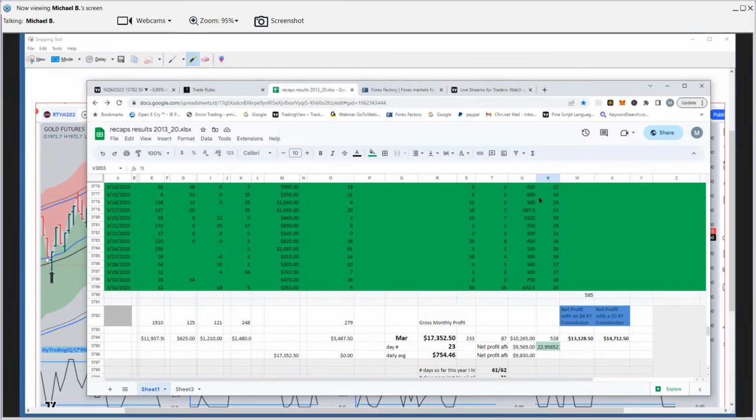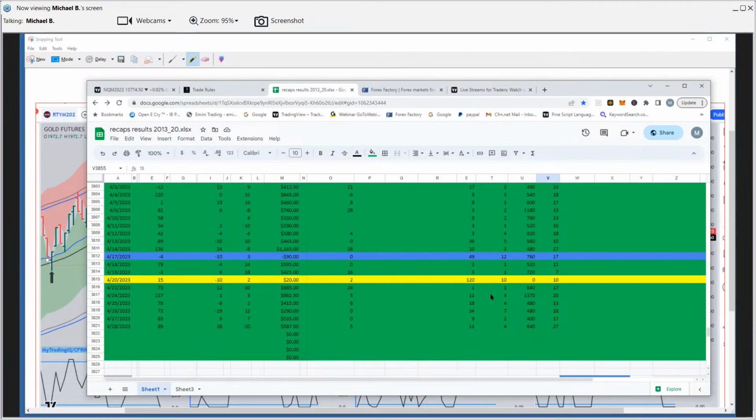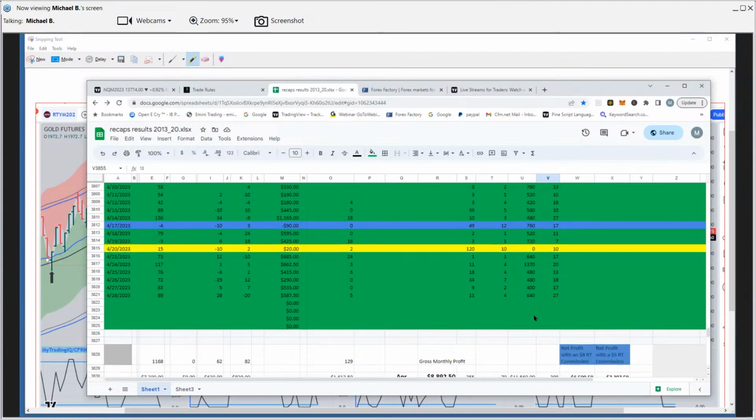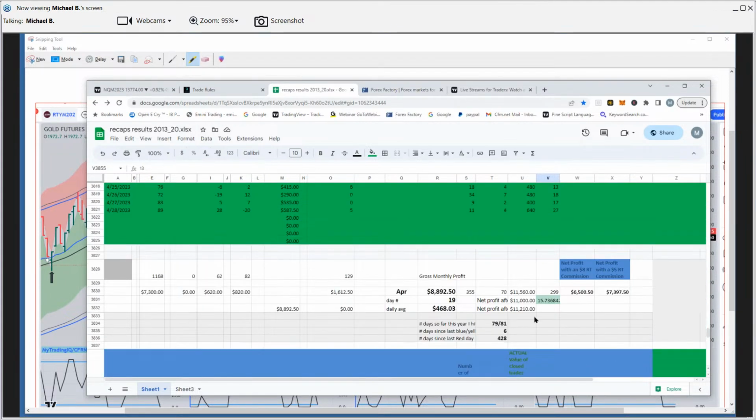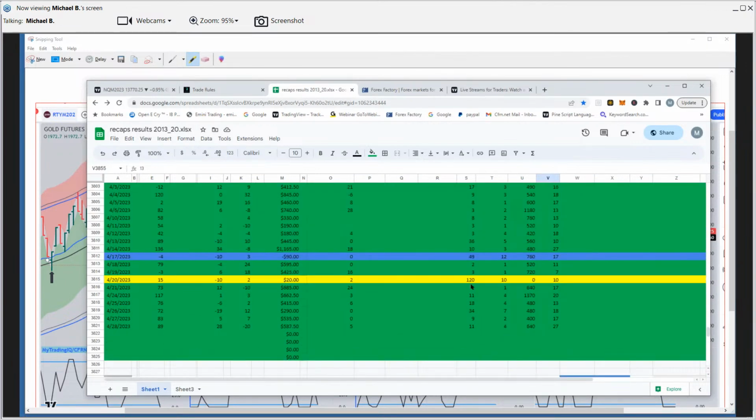Again, the idea though is to get this number where you're trading, you know, you add one contract per month. So in April, you're trading 4 contracts and you're only trading this number to get your goal and be done for the day.